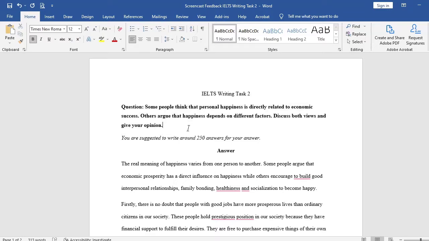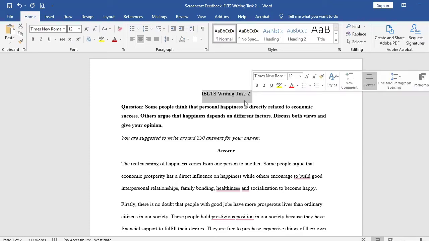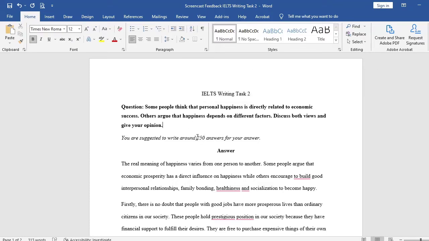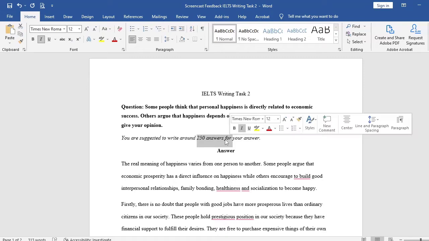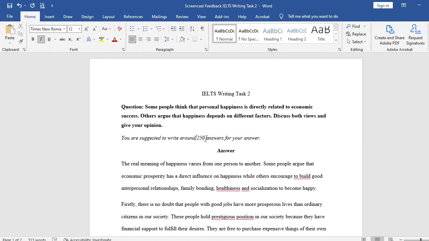So as we know, there are 4 sections in the IELTS: writing, reading, listening and speaking. In writing, there are exactly 2 sections, which is IELTS Writing Task 1 and then IELTS Writing Task 2. This answer has to be written in around 250 words. So it's not within, but we have to write around.